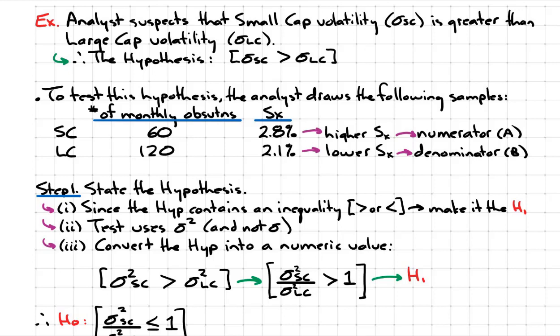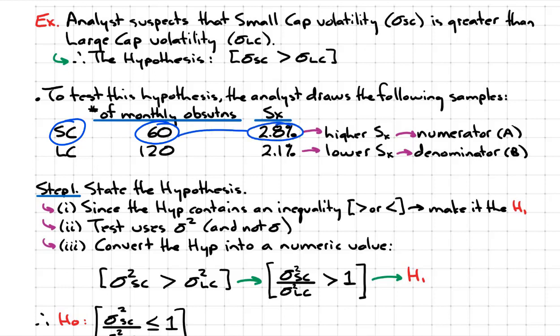I'll give you an example. With small caps, data may not be readily available. But with large caps, because they're widely traded, data is more available. So that's the first observation we make, is that, you know what, you don't need to have the same sample size from both groups.